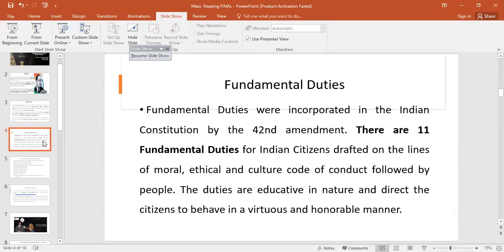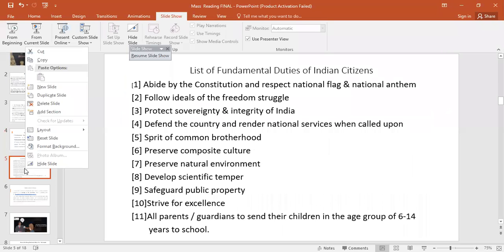Fundamental duties. Fundamental duties were incorporated in the Indian Constitution by the 42nd Amendment. There are 11 fundamental duties for Indian citizens drafted on the lines of moral, ethical, and cultural code of conduct followed by people. The duties are educative in nature and direct the citizens to behave in a virtuous and honorable manner. List of fundamental duties of Indian citizens.